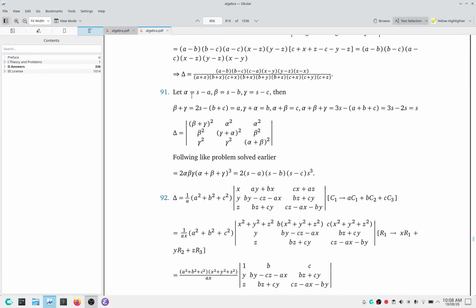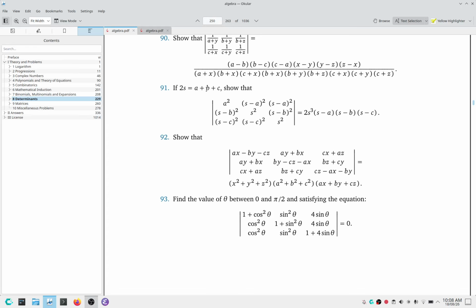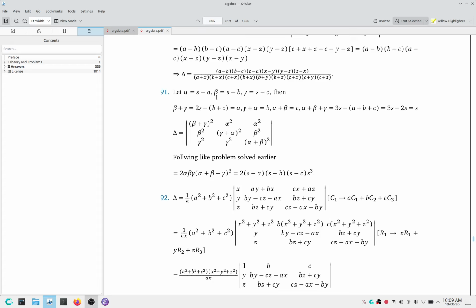So what we do here is we let alpha be equal to s minus a. Remember that 2s is equal to a plus b plus c. Beta is equal to s minus b and gamma is equal to s minus c. Now we see that beta plus gamma is 2s minus b plus c, which is equal to a. Gamma plus alpha is b, alpha plus beta is c, and alpha plus beta plus gamma is 3s minus a plus b plus c. That is 3s minus 2s, which is equal to s.